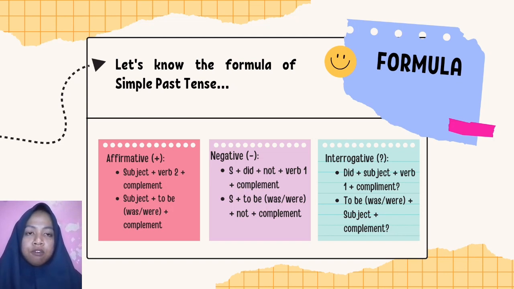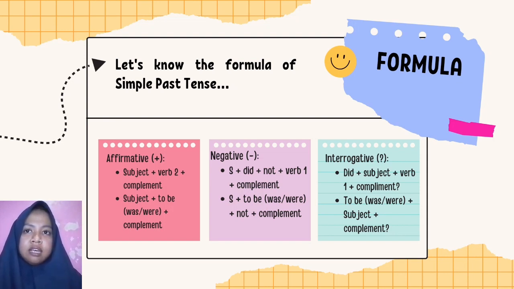Let's see the formula of verbal simple past tense. Affirmative: subject plus verb 2 plus complement. Negative: subject plus did plus not plus verb 1 plus complement. Interrogative: did plus subject plus verb 1 plus complement.